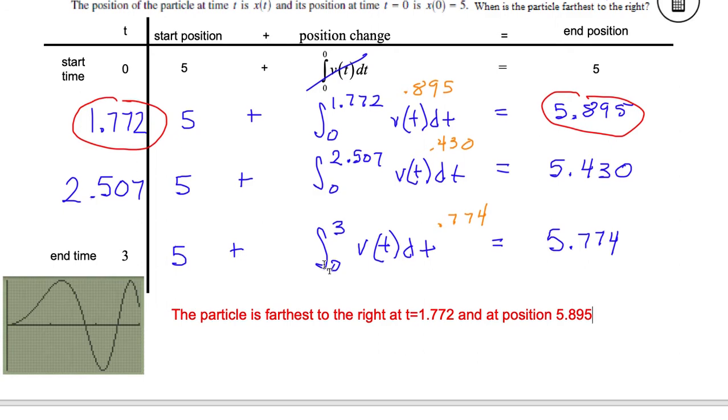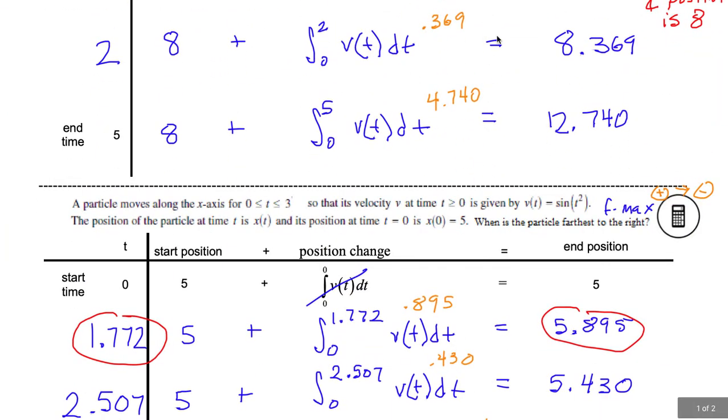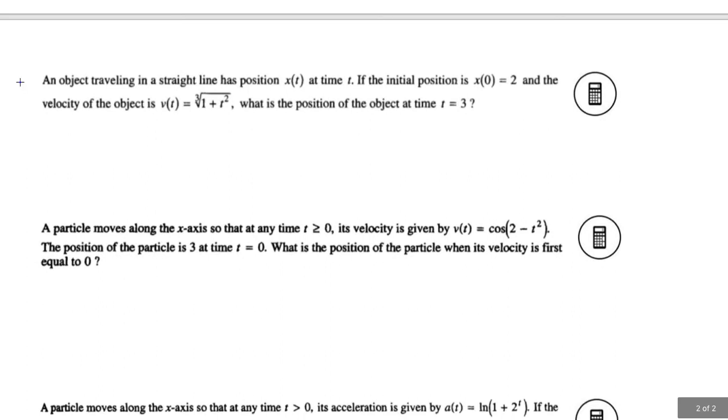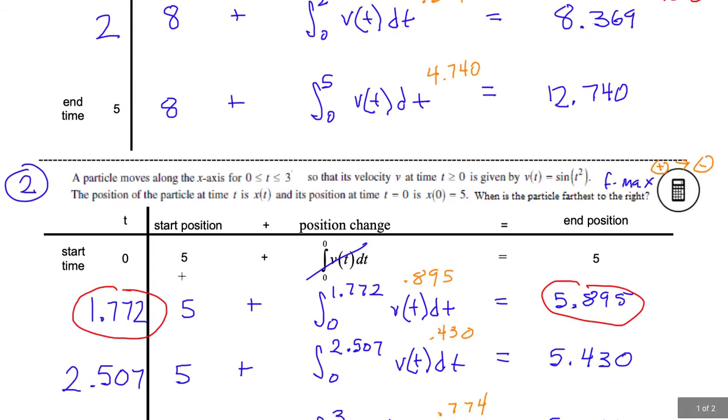Perfect. All right. Moving on to, that was question 2. I guess I should be labeling these as well. This was question 2. This was question number 1. We are now on to question number 3. Object is traveling in a straight line, has initial position. So this is going to be the start. I should be labeling these. Start. Did I label these other ones? I mean, it already had the start for us, but we should be labeling this as the start as well.